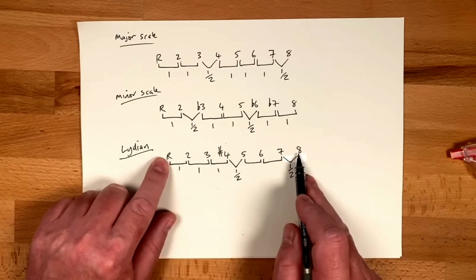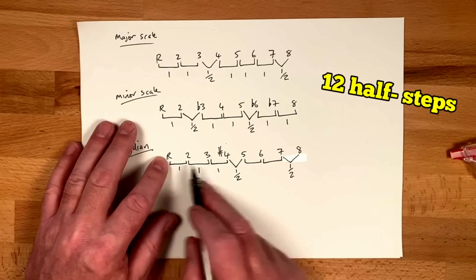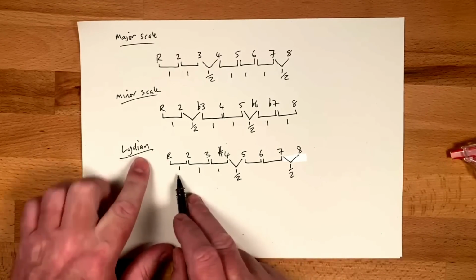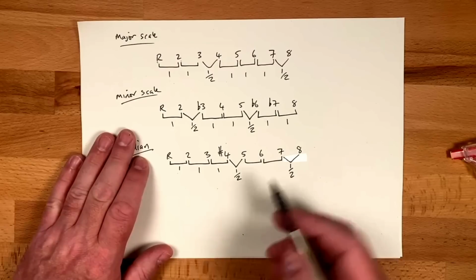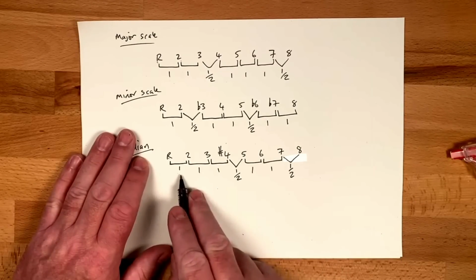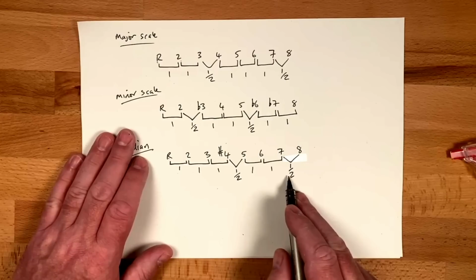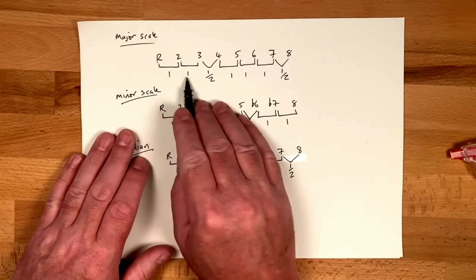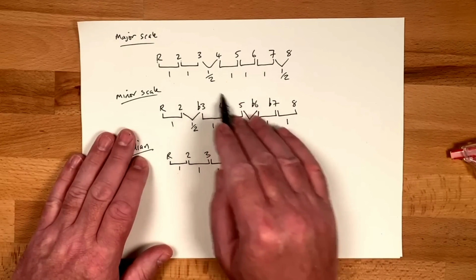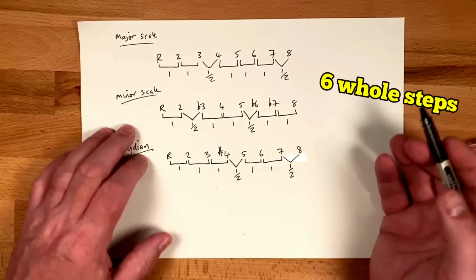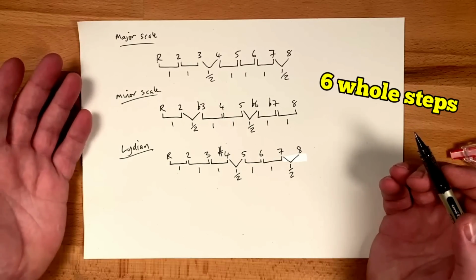Between this note and this note, it's always going to be 12 half steps chromatically. So if we added up these steps and half steps, we're always going to get the same number. We're always going to get 1, 2, 3, 4, 5, add the 2 halves, and that gives us 6. Let's do it on the major scale. 1, 2, 3, 4, 5. Add these 2 half steps, that's going to give us 6. So we always end up with 6.